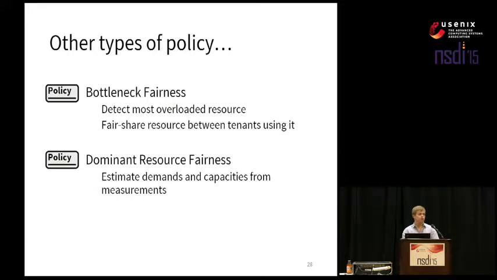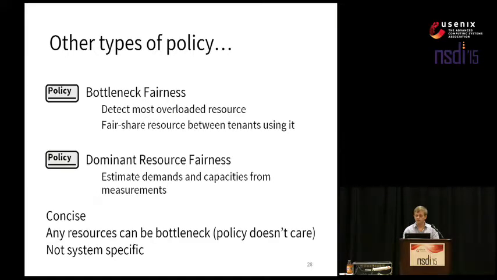In all cases, these policies are concise. They're agnostic to the specific underlying resource types, and they're independent of the underlying system that they're operating on. For example, we originally wrote these policies for HDFS, and then later we decided to incorporate more systems. And we could run these policies on these other systems without actually having to change the policy at all.